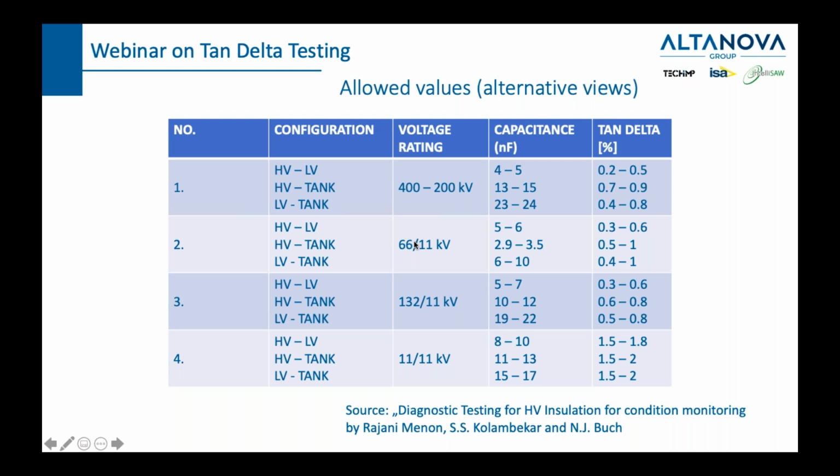while in the case of a 66 to 11 kV transformer, it's between 0.3 and 0.6. Of course, it can be even below 0.3. For 132 to 11 kV it is between 0.3 and 0.6, but for a distribution transformer, it is between 1.5 and 1.8.